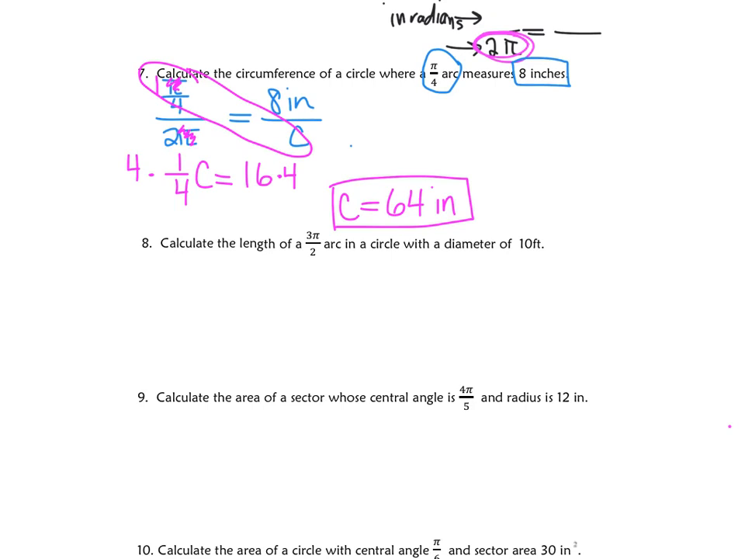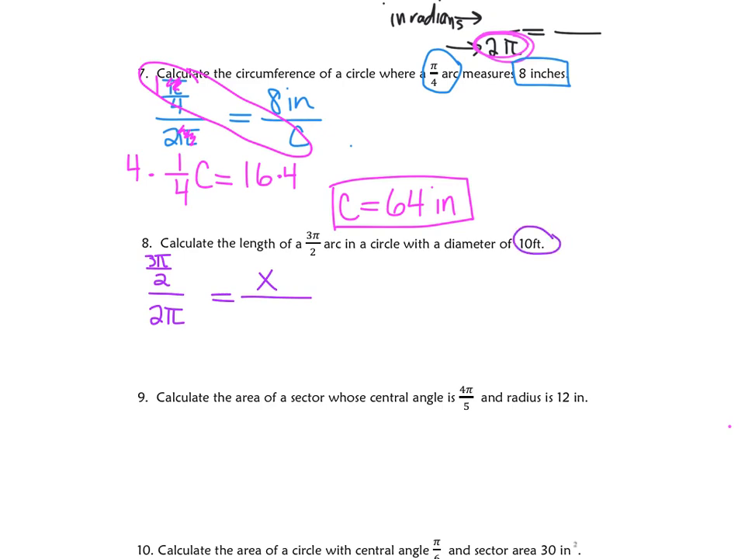All right, so this next example, we're calculating the length of an arc. So that means in my proportion, I don't know the second numerator. It's a 3 pi over 2 arc, so that's its measure in radians. So I put that in the first numerator, divided by 2 pi. The 2 pi is always there when I'm dealing with radians and finding lengths of arcs or areas of sectors. All right, in the denominator, put the circumference.